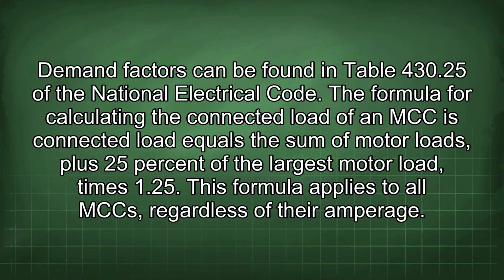Demand factors can be found in Table 430.25 of the National Electrical Code. The formula for calculating the connected load of an MCC is: connected load equals the sum of motor loads plus 25% of the largest motor load, times 1.25. This formula applies to all MCCs, regardless of their amperage.